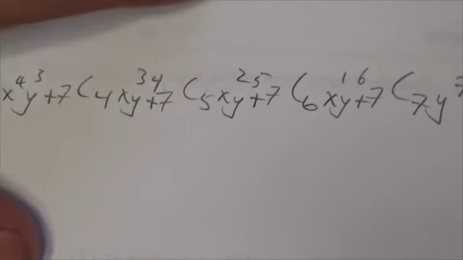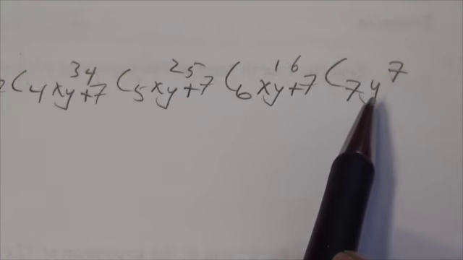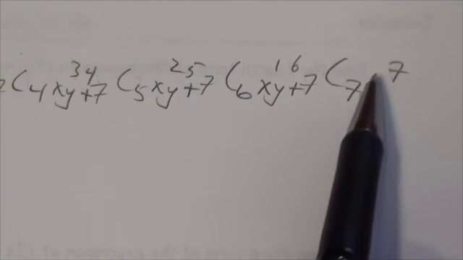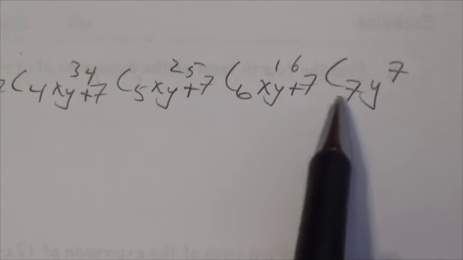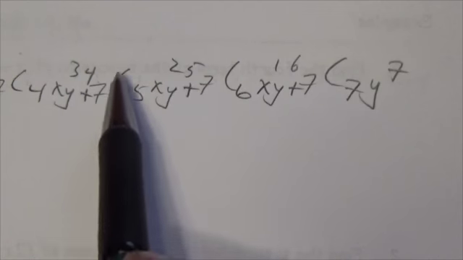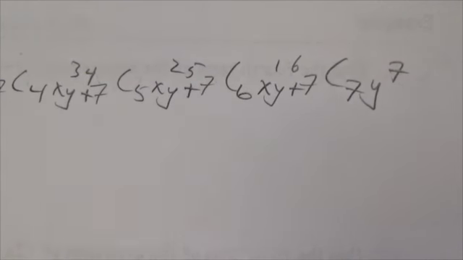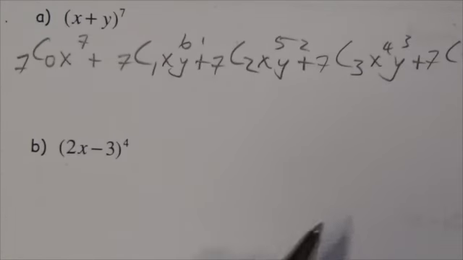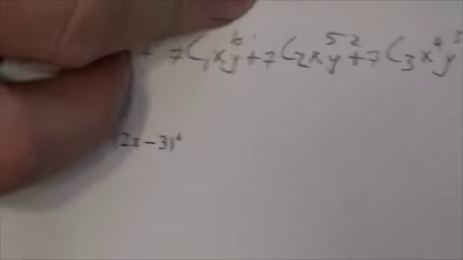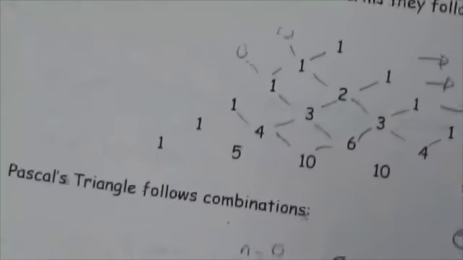Now, interesting thing here, notice at every step along the way that the exponent on the y is the same as the combination that I'm making here. Y to the 6th, 7 choose 6. This is y to the 5th, 7 choose 5, and so on. Now, to finish this off, I'd like to figure out what those coefficients are. So I'm actually going to flip back to Pascal's triangle, what I've got down here.